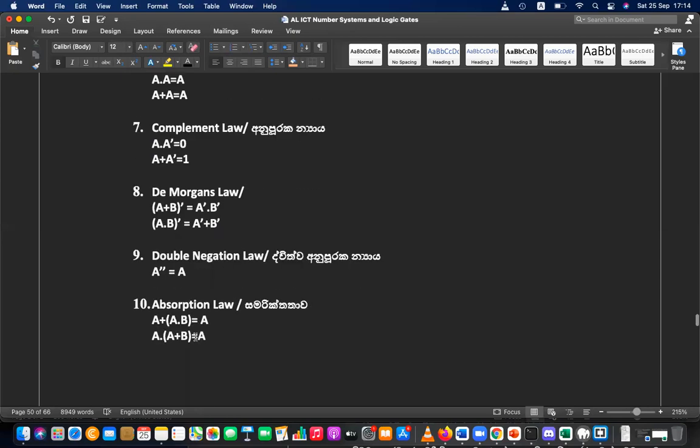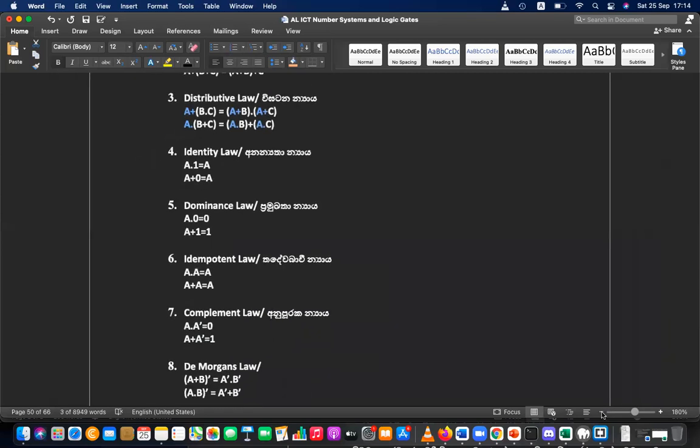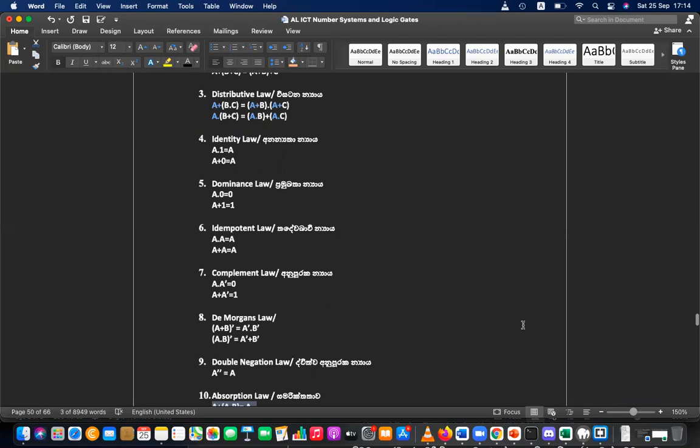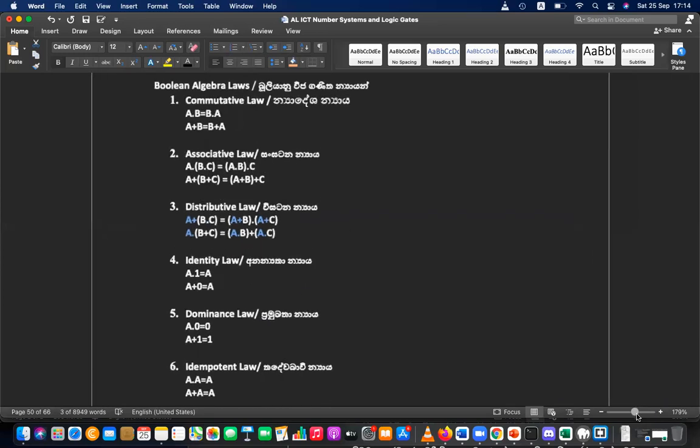And the absorption law. So if you have an expression like this, this one we have to prove, so let's do that as an exercise. Before that, please write down these laws. These are the laws available in the A-level ICT syllabus, Boolean algebra laws. Please write down this. I'll scroll down little by little. First of all, please write down this and let me know, then I'll scroll down.